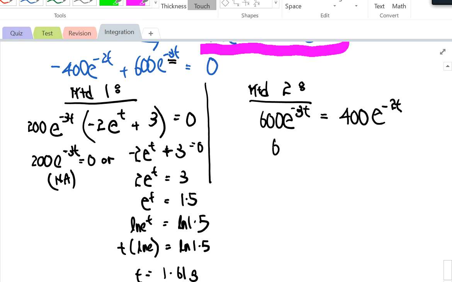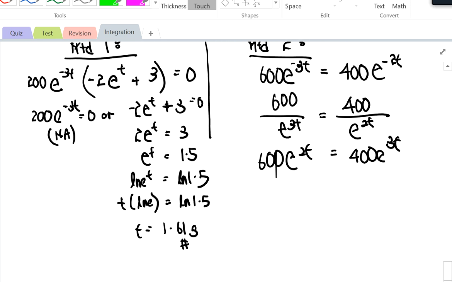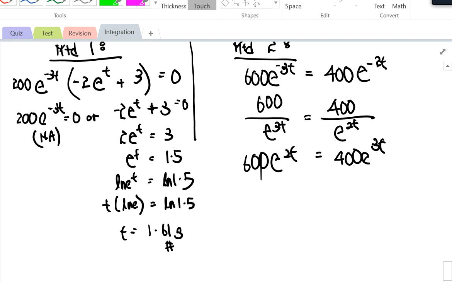Then, because I cannot deal with negative power, teacher, so I change it to positive power. Then the next thing is you can cross multiply. All right. Okay, you can still factorize if you want to, but I'm going to use an even easier method.